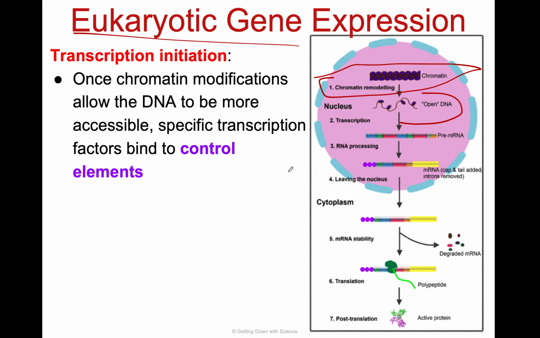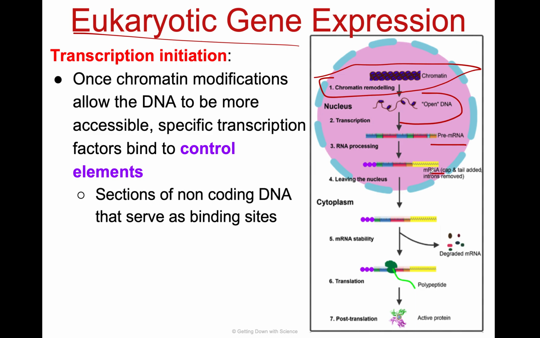Now we're looking into specific DNA modifications, so things like this pre-mRNA and the exons and the introns and the cap and the tail. We're looking at specific non-coding sections of DNA. These are binding sites, right? So there are parts of your DNA that don't code for anything, right? This is how we express eukaryotic genes.